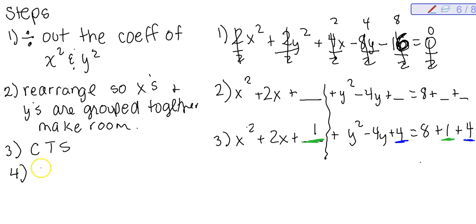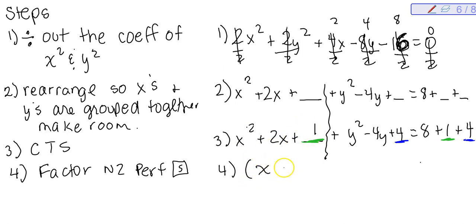Step 4, factor into perfect squares. And then we'll simplify. So here we go. What's the factored form of this trinomial? X plus 1 quantity squared, because you need two numbers that multiply to 1, add to 2. 1 and 1. 1 times 1, 1 plus 1.